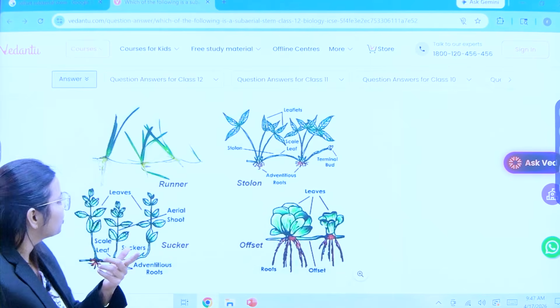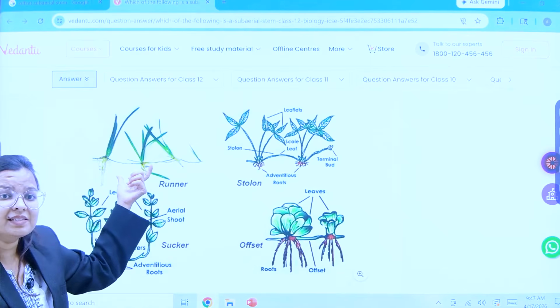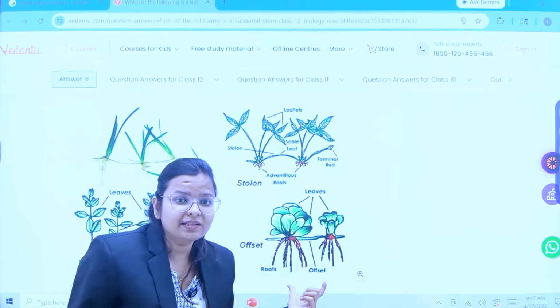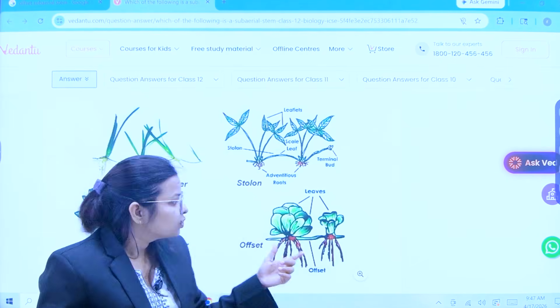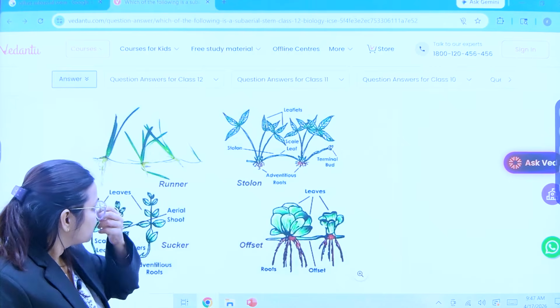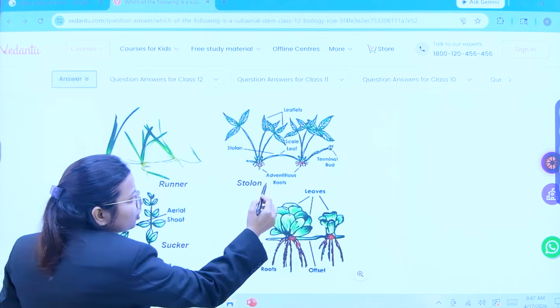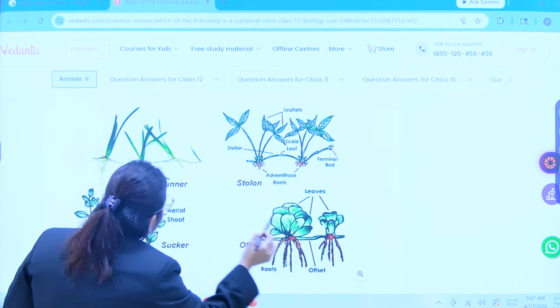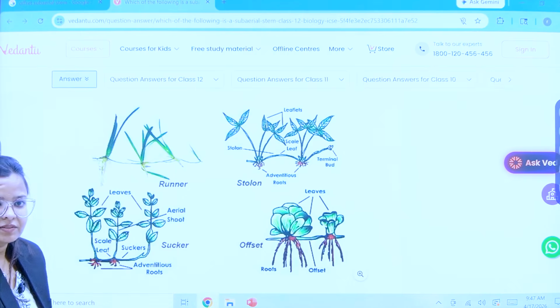And one more difference you can see: it is a runner. Runner is grass, and grass grows on land. Okay, this is water hyacinth. It grows on the water surface. So this is terrestrial and this is aquatic. And this is your stolon. What is happening in stolon? An arch is forming. There is no arch formation in runner and offset.